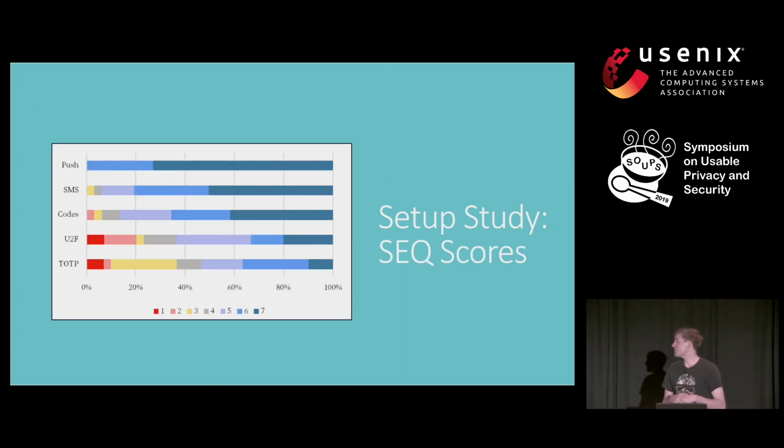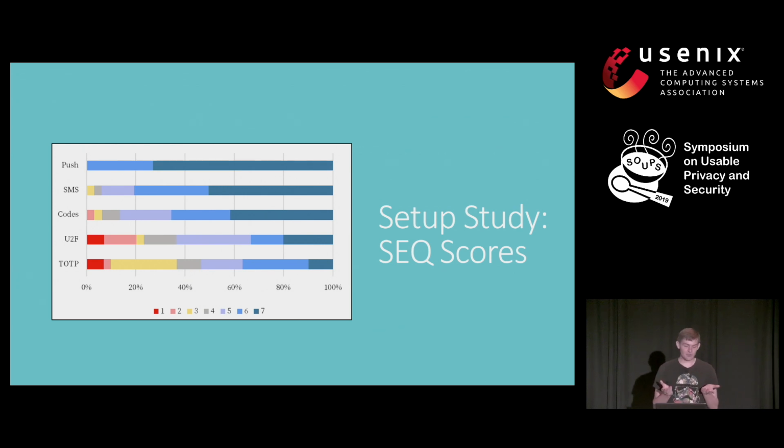We also, instead of doing a SUS score to measure each of the 5 for the setup, chose to use the single ease question instead, which is a single question measuring perceived usability on a scale of 1 to 7, with 1 being very difficult and 7 very easy. And we did this so that we could avoid survey fatigue, since each participant had to measure 5 different second factors.